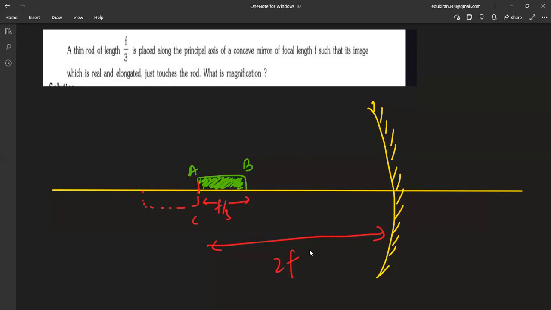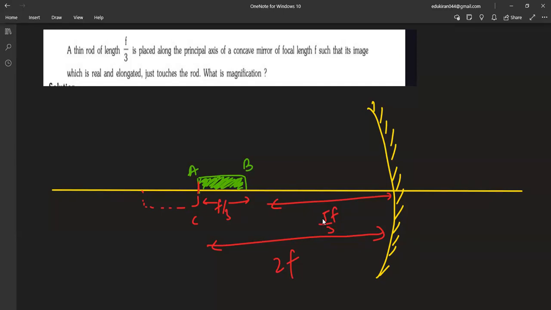Correct, class? Yes, what are your answers coming? What answers have you got for this question? The magnification that you're getting. Anyways, if this part is f by 3, this is 2f. So this part that is left will be 5f by 3. Correct? The length of the rod is f by 3 and the distance we have taken as 5 by 3f.